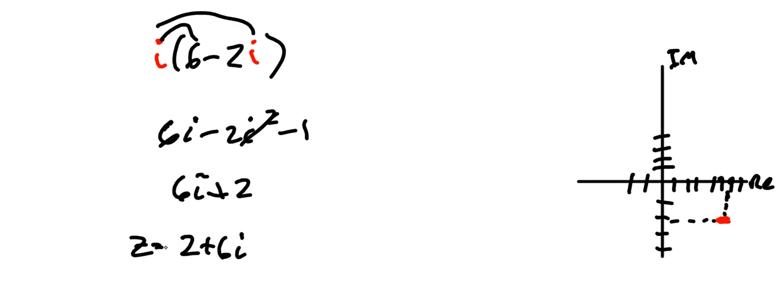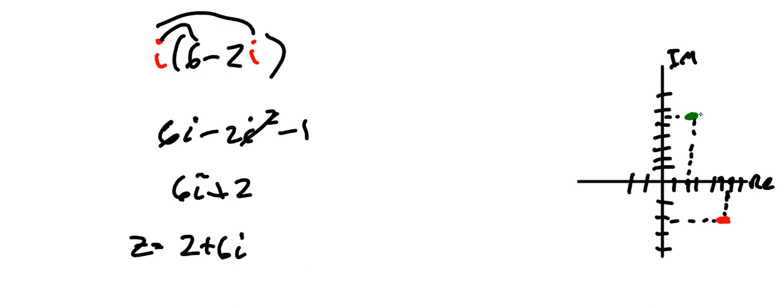Let's use a different color. 2 is the real part, so we move over 2. The imaginary part is +6, so up 1, 2, 3, 4, 5, 6. So it's going to be about at that point, right there. Obviously, we're going to graph it. And let's use green.